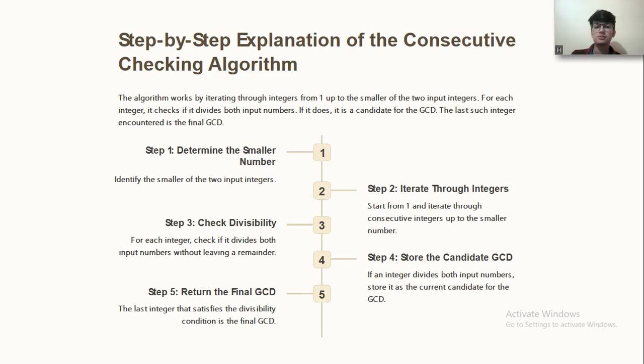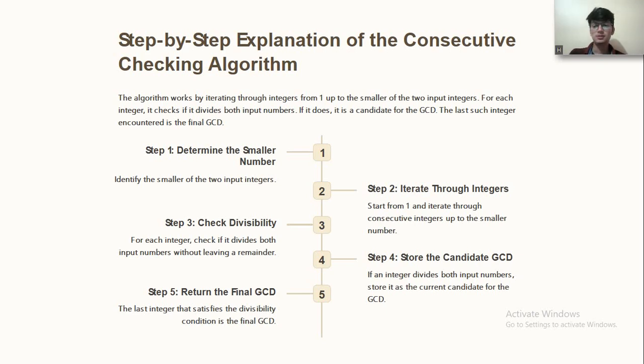Step-by-step explanation of the consecutive checking algorithm. The algorithm works by iterating through integers from 1 up to the smaller of the two input integers. For each integer, it checks if it divides both input numbers. If it does, it is a candidate for the GCD. The last such integer encountered is the final GCD.